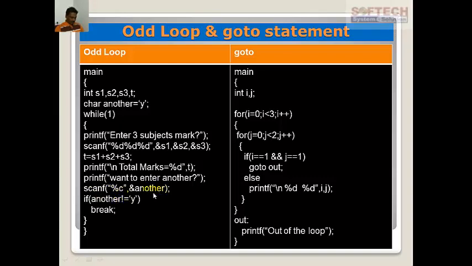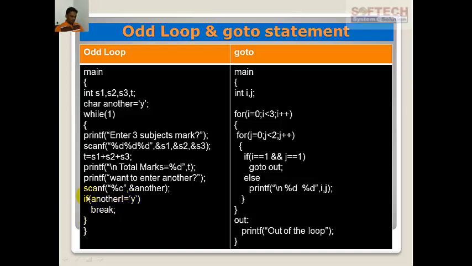If we press y, that y is assigned to another. So another has y. y not equal to y? The new value of another is y. y is not equal to y, false.